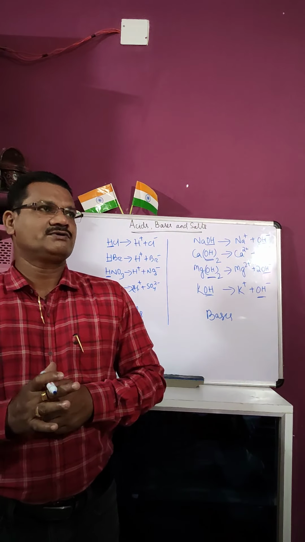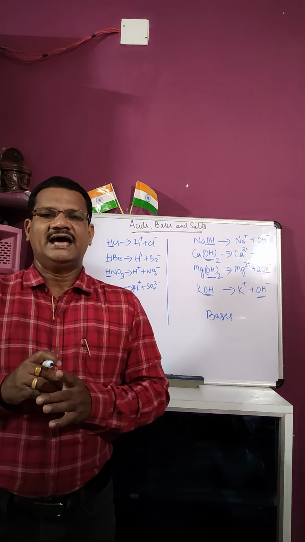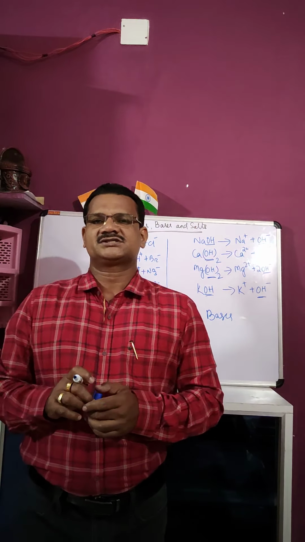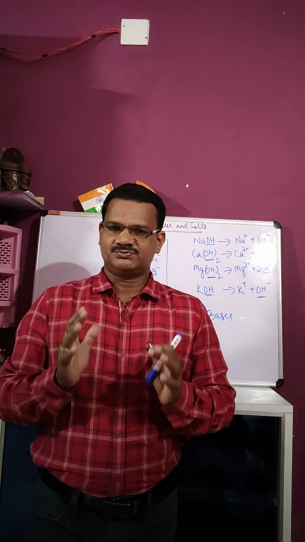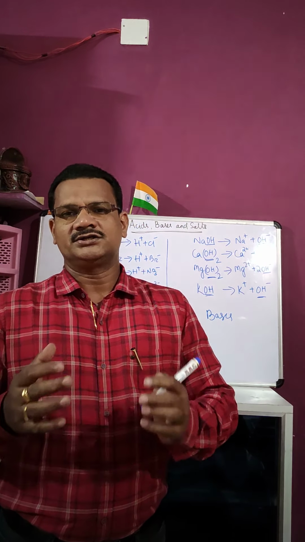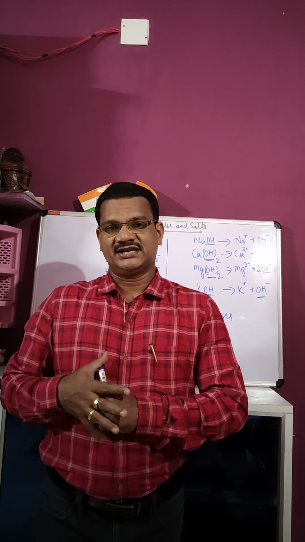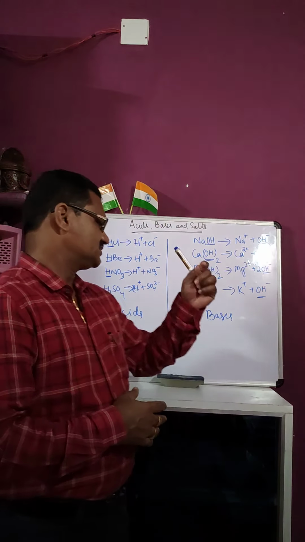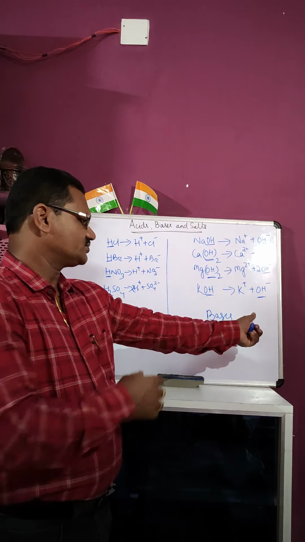This theory was given by Arrhenius in the year 1884. So this is called the Arrhenius concept of acid-base theory, which states that acids are substances which on dissociation produce H plus ions. Bases are substances which on dissociation or in solution produce OH minus ions, and during neutralization this H plus ion of acid reacts or combines with OH minus ion of base and produces water.